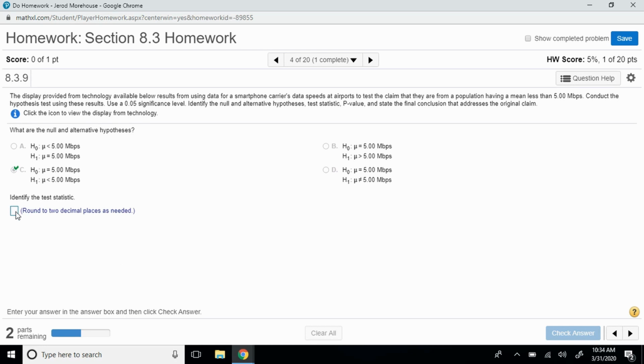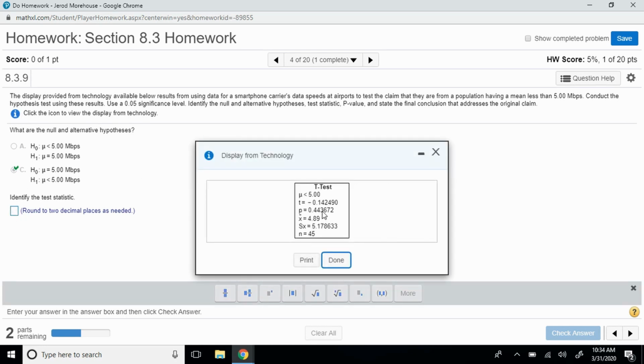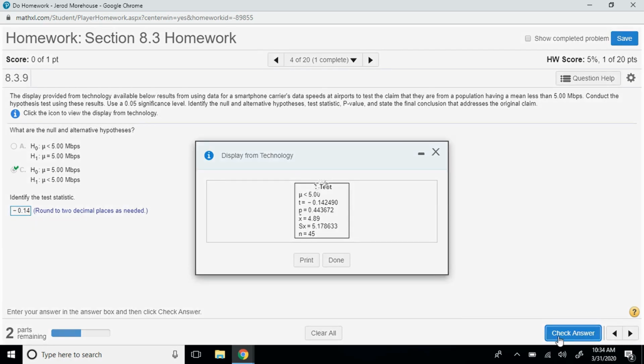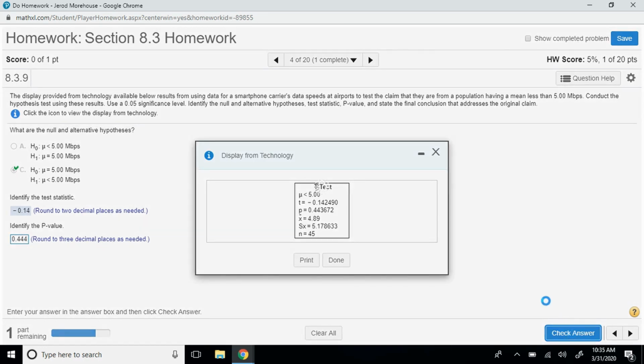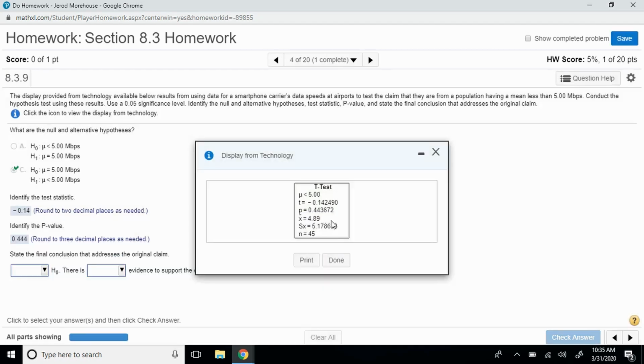That's awesome. All right, test statistic. Let's go back to our output here. Negative 0.14. That's our test statistic. And check my answer. It says nice job. Identify the p-value. It's right here. 0.44, and it wants 3 decimal places, so we're going to put another 4 on there, and we're going to check that answer. That's good.